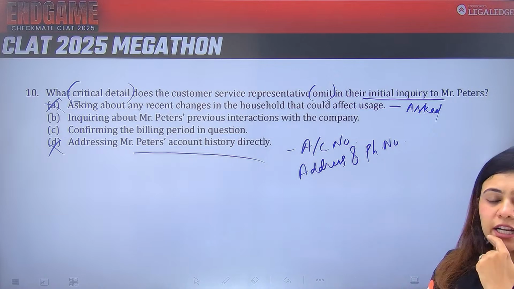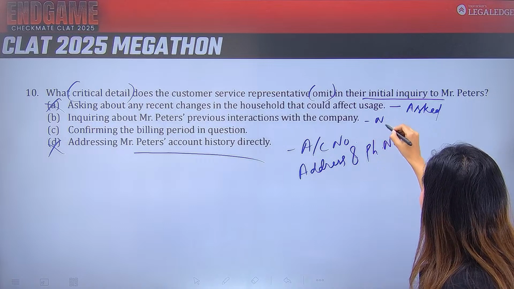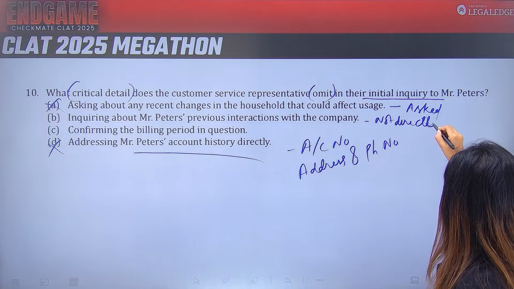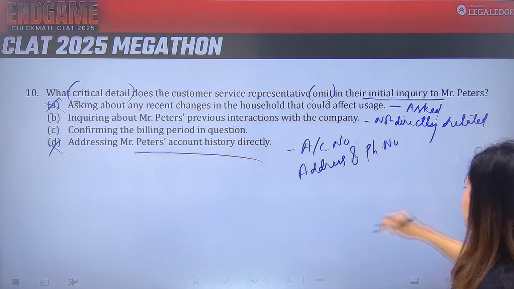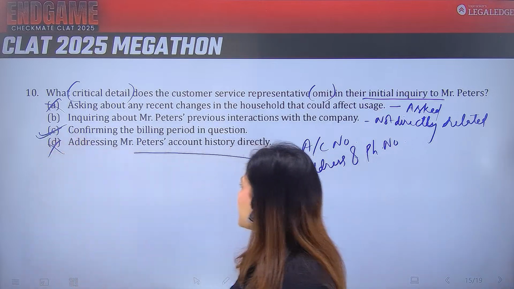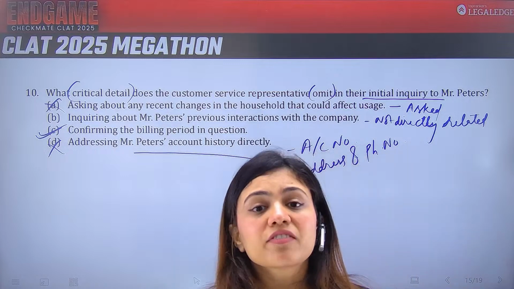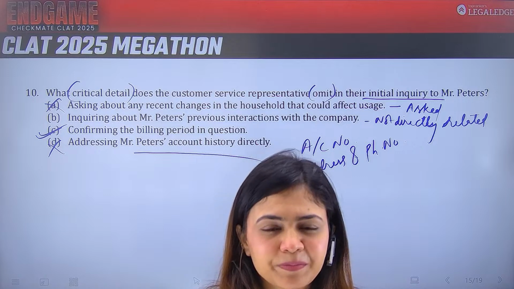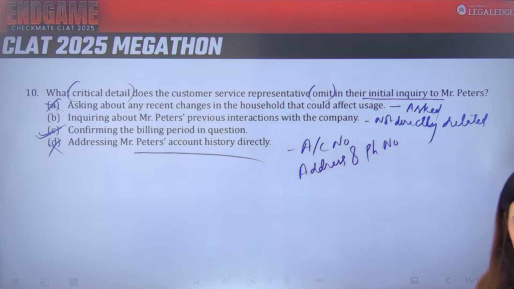So although this might look like a very tempting option, it is not directly related to my problem. And that's the reason this should be the answer. Confirming the billing period in question. ये question उस sales representative को पूछना चाहिए था कि ऐसा तो नहीं है कि आपने 2-3 महीने से bill नहीं pay किया, which he did not ask, which he omitted. And that's why option C is the answer.